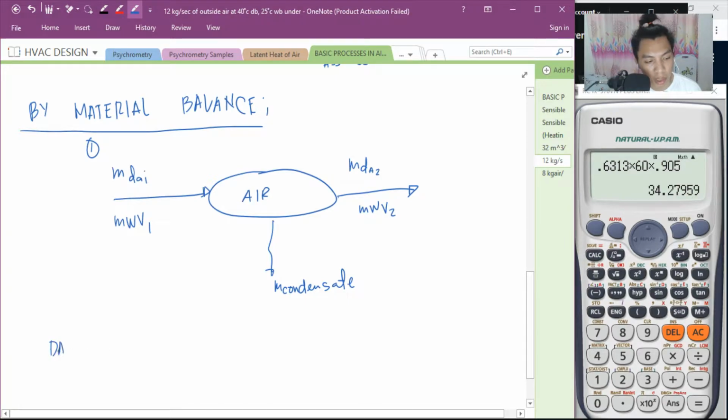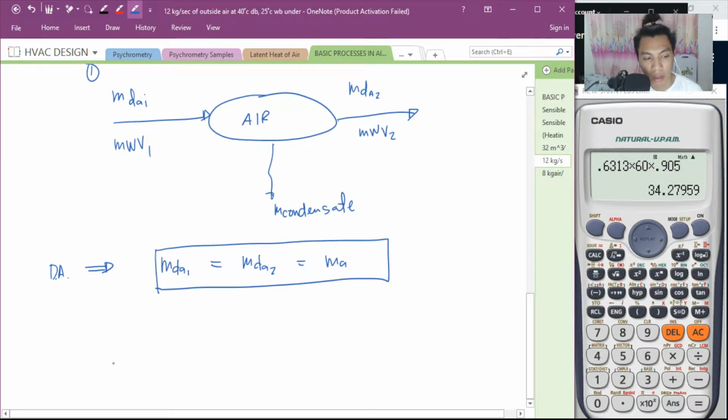Yung dry air mo, dry air analysis, mass ni dry air 1 is equal to mass ni dry air 2 is equal to mass ni air total. Lagi na lang yan, ha? Yung water vapor naman, content, water vapor 1, condensate, water vapor 2. So, mass ni water vapor 1 equal to mass ni condensate plus mass ni water vapor 2. Sorry. Mass ni condensate equal to mass ni water vapor 2.